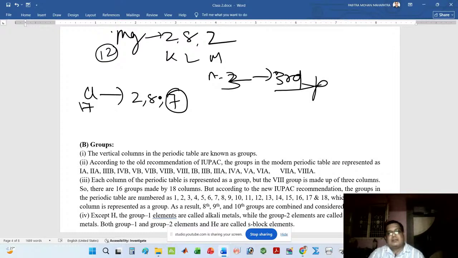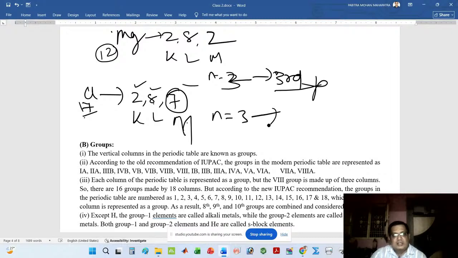It is clearly explained with the help of the electronic configuration. For the electronic configuration, you know the atomic number. The atomic number of chlorine is 17, and the electronic configuration is 2, 8, 7. This is the K shell, this is the L shell, this is the M shell. For the M shell, what is the n value? 3. So that means chlorine is present in the third period. Clear? Suppose we take another example.